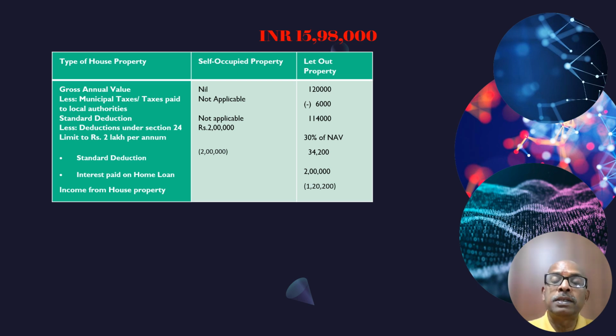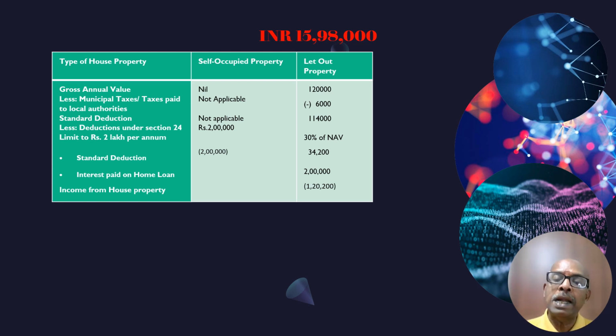In that, there is a standard deduction for maintenance, whitewashing, and all other things. 30% of this value, whatever rent you receive, that 30% you can deduct. This is only for let-out property, not self-occupied property. You can't have anything like that. And 30% comes to 34,200. And now, if you have not got any loan, this 1,14,000 minus 34,200 is 79,800.